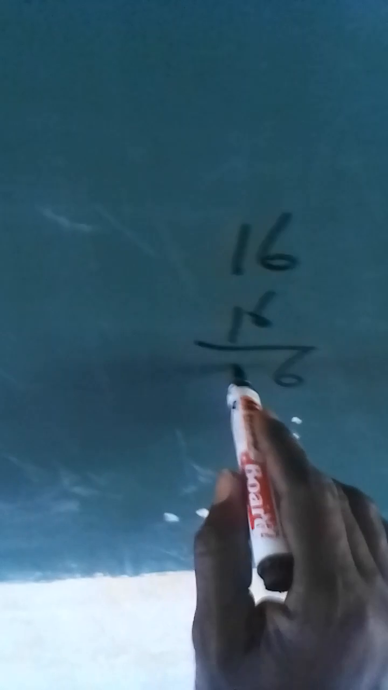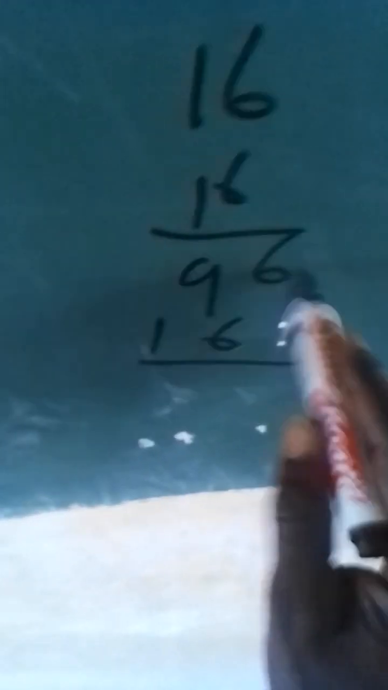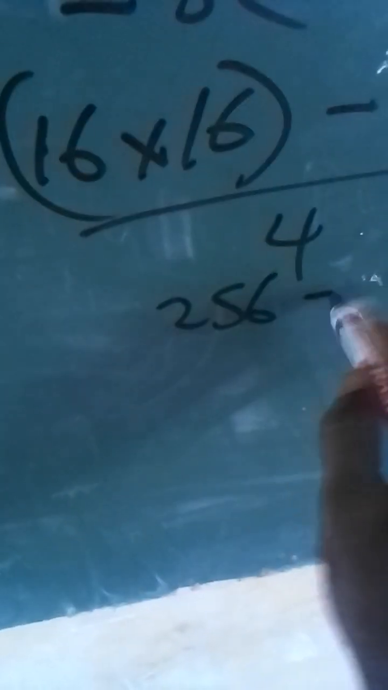16 times 16, 256. Then you have 16 here. So 16, 5, and 2. So you have 256 minus 32 over 4 equals 4x. Now, this is going to be your value.